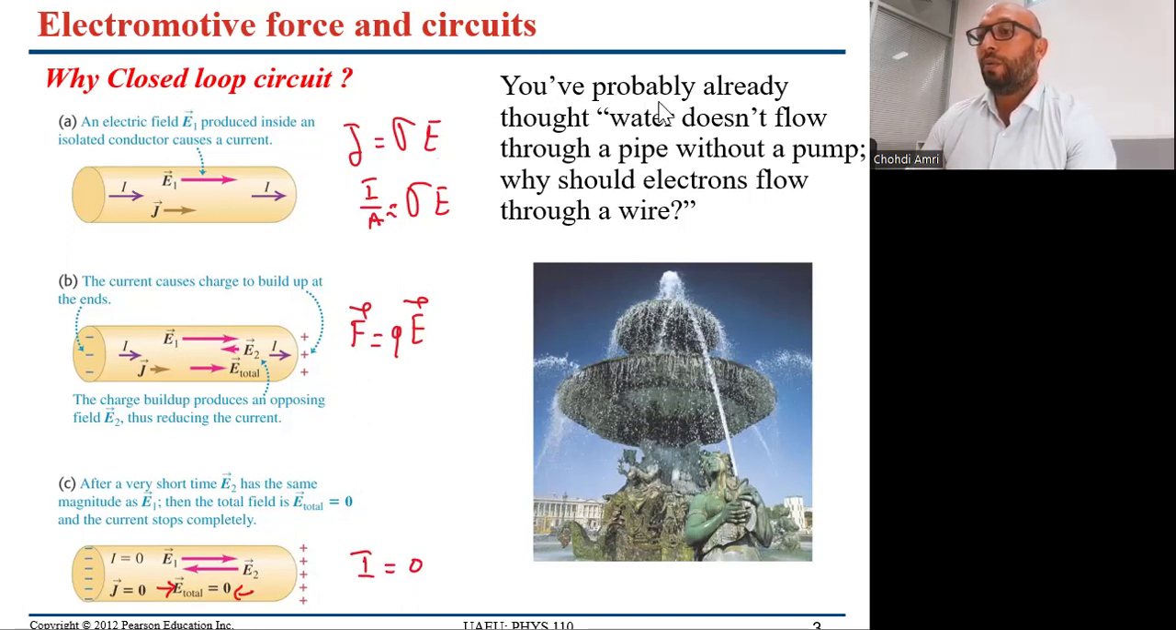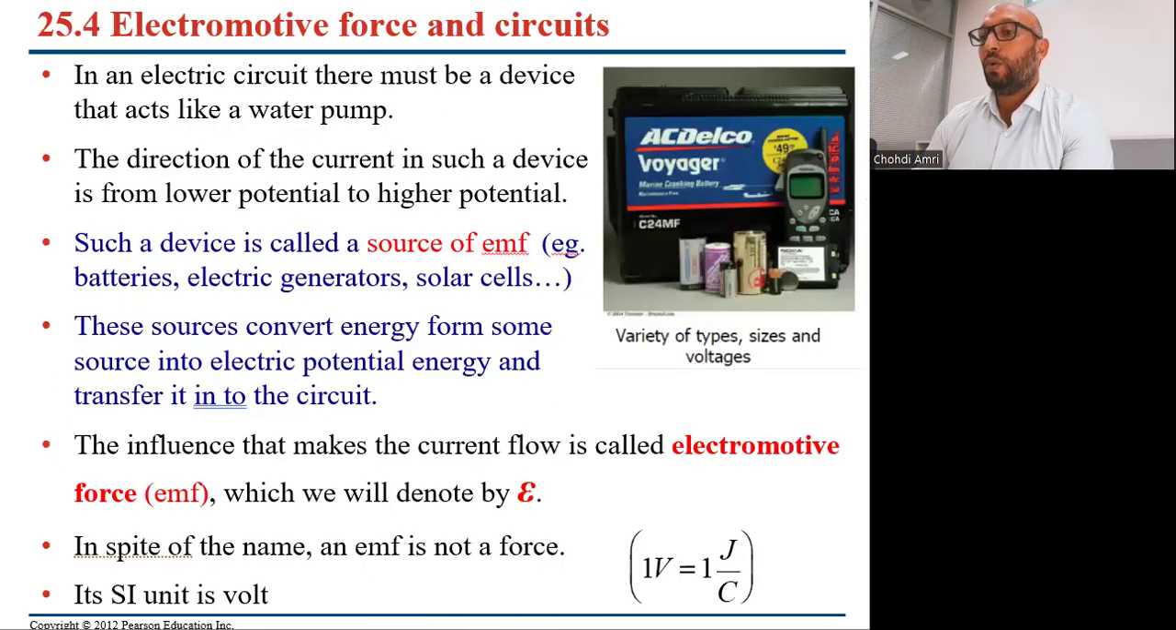You have probably already thought that water does not flow through a pipe without a pump. So to make the water flow up, we need a water pump. The same thing applies to circuits. To make the charge move through the circuit, we need a pump. This pump will be an electric potential difference. In an electric circuit, there must be a device that acts like a water pump. The direction of the current in such a device is from the low potential to the high potential. Such a device is called a source of electromotive force, EMF. Examples are a battery, an electric generator, and solar cells.